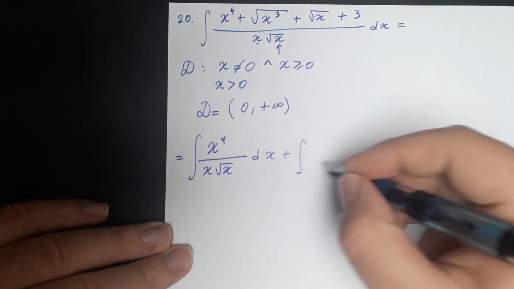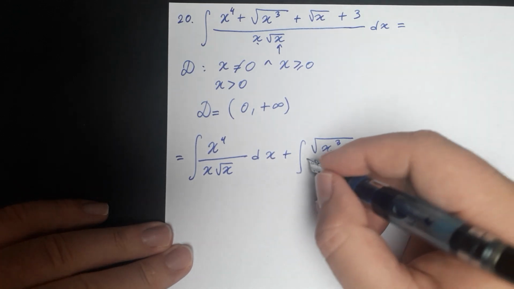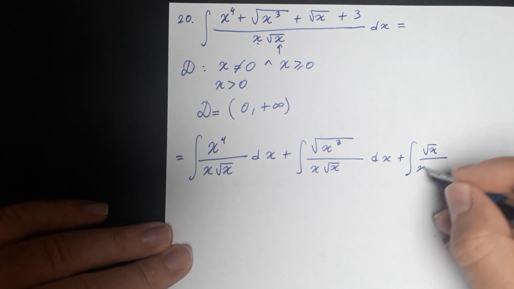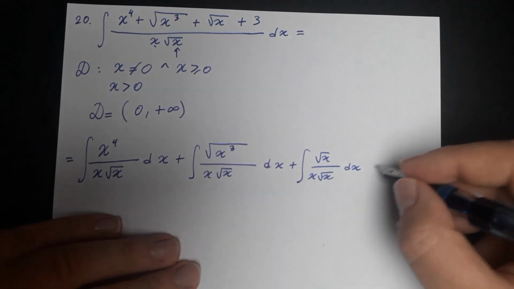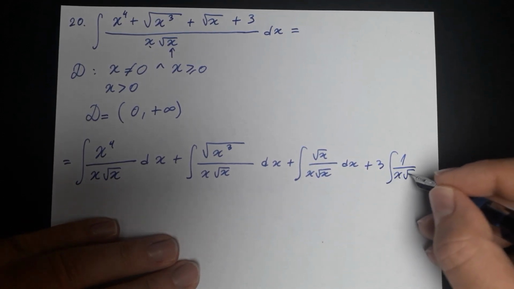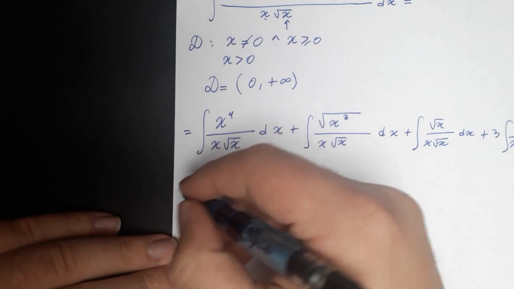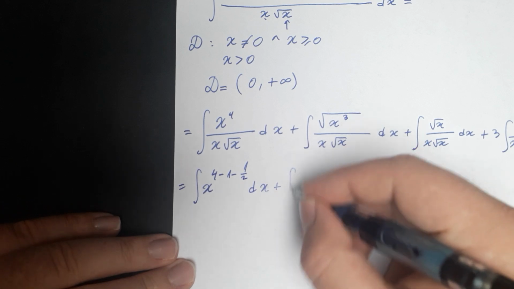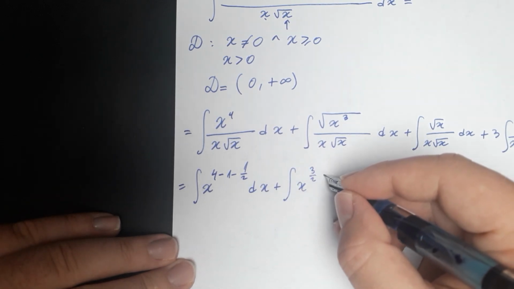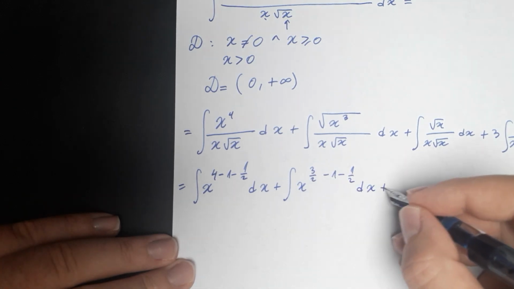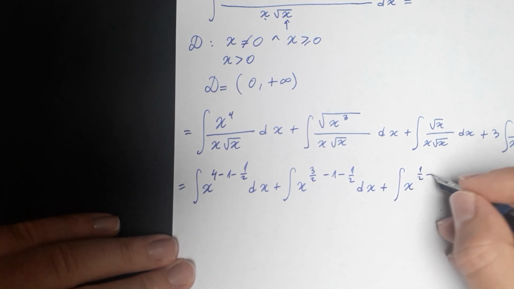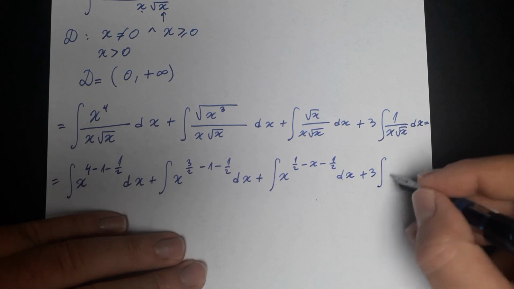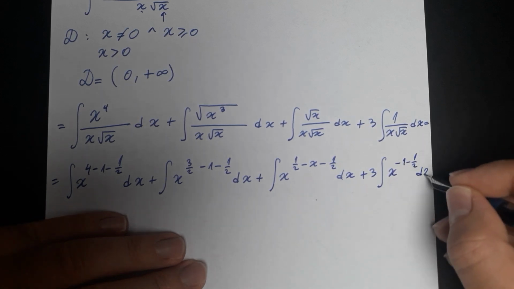This integral then becomes an integral of x to the power 4 divided by x square root of x dx, plus an integral of square root of x cubed divided by x square root of x dx, plus an integral of square root of x divided by x square root of x dx, plus 3 integrals of 1 divided by x square root of x dx, which is then equal to an integral of x to the power 4 minus 1 minus 1/2 dx, plus an integral of x to the power 3/2 minus 1 minus 1/2 dx, plus an integral of x to the power 1/2 minus 1 minus 1/2 dx, plus 3 integrals of x to the power minus 1 minus 1/2 dx.